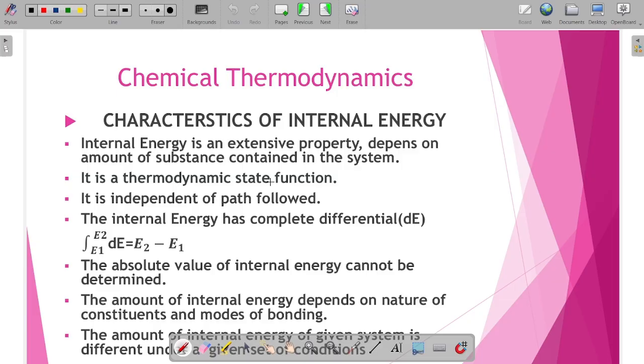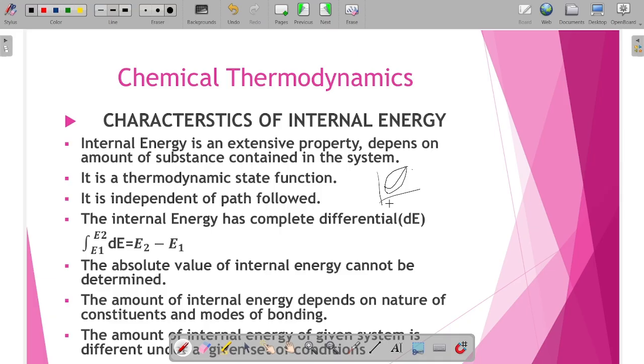It is not a path function, it is a state function. It is independent of the path followed. It does not depend upon the path in which the system goes. Suppose this is a state point and this is a state point, and to bring the system from this point to this point, you can go through different paths. So this doesn't depend upon the path. This depends upon the internal energy in the initial state and the internal energy in the final state.